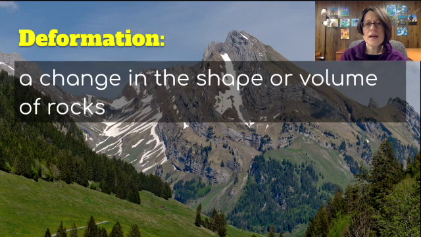Now, when there is stress on rock, it will become deformed. This is a change in the shape or volume of rocks. So when it changes in volume, this could be producing metamorphic type rocks. Also, you can see these folded layers in this mountain in the background. There are all these waves in it because it has been deformed.